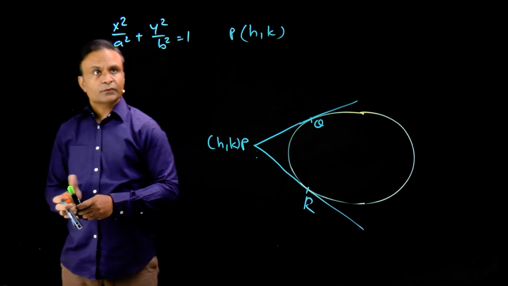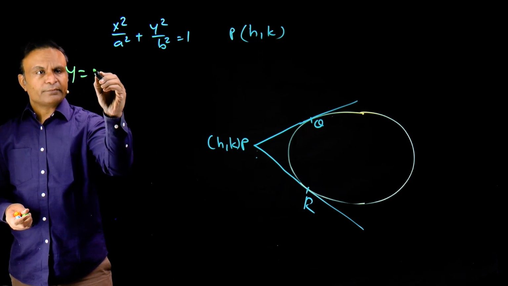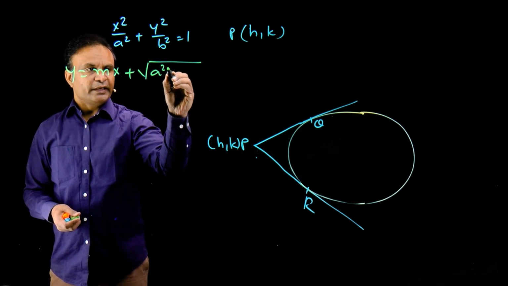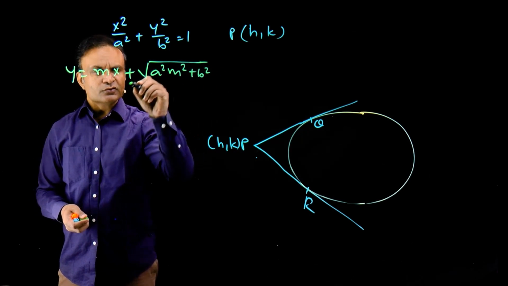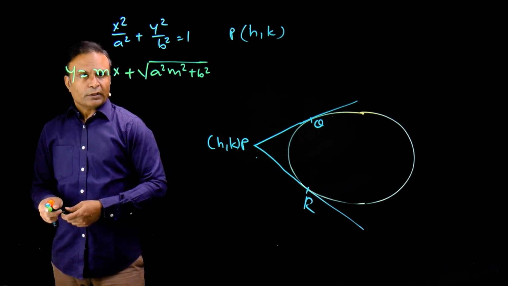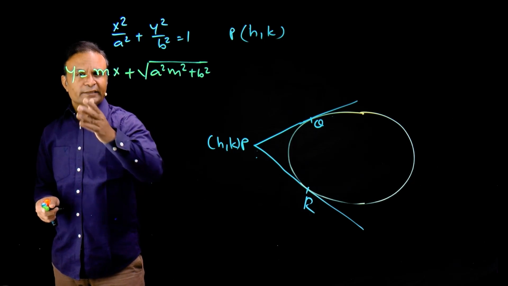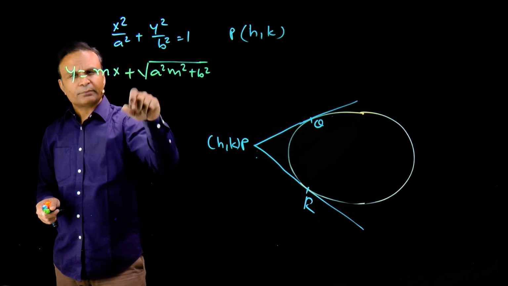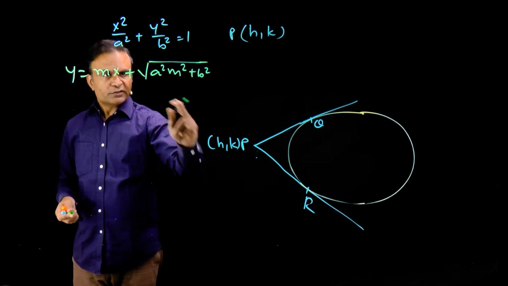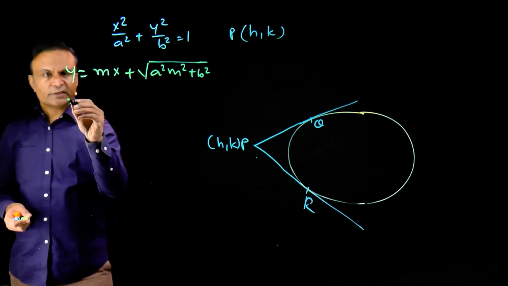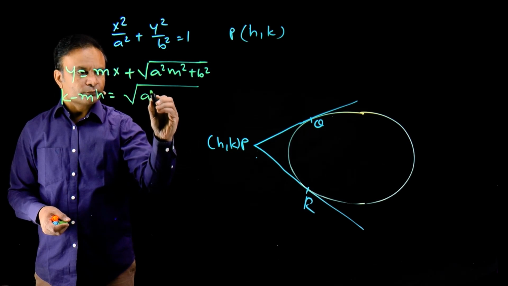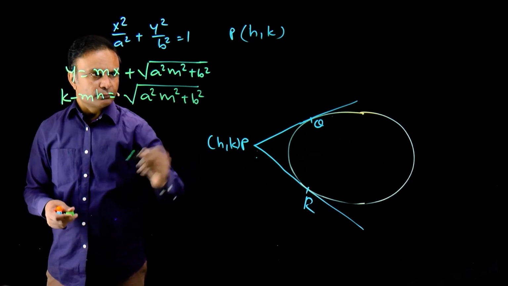We consider the equation of a tangent having slope m as y is equal to mx plus root of a square m square plus b square. You can also consider the minus sign, but we are using this equation to get the slope. If I take mx to LHS and then square, it doesn't matter, I put here plus or minus sign. Okay, so I am continuing with the plus sign. Now this tangent is passing through point h comma k, so I have k minus mh is equal to square root of a square m square plus b square.